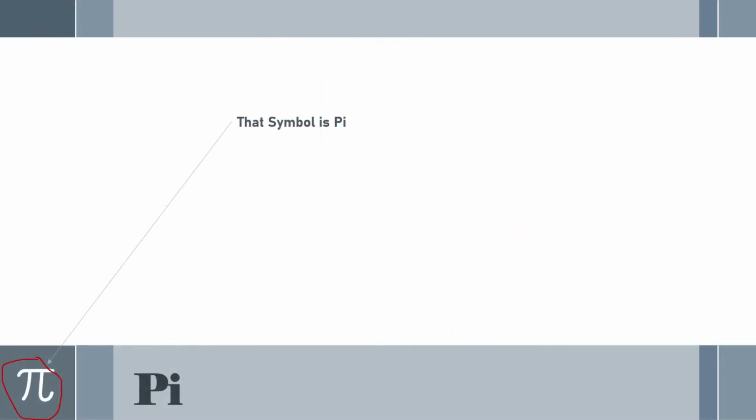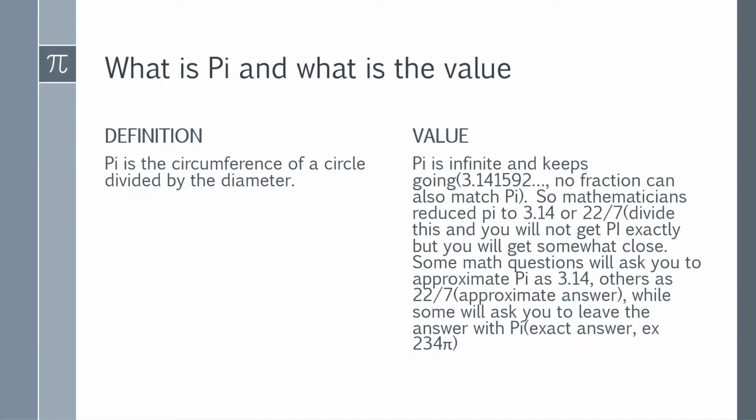Okay, next up we have pi. And pi is also a vocab word that we're going over, but I gave it its own section because pi may not be part of a circle, like it's not anything on a circle, but it's going to be really important for this lesson, and the next slide will show you why. So what is pi and what is the value?